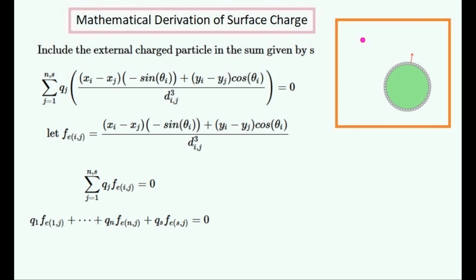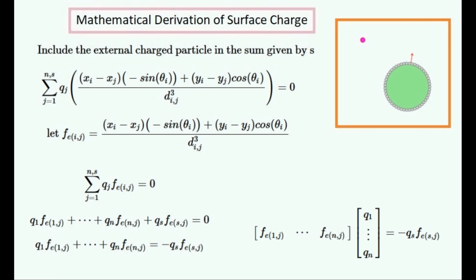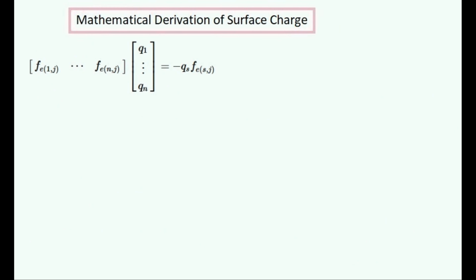And we can write it out like this using dot notation. And we can bring the external charge part of the expression over to the other side of the equation, because its charge is already known. And we can rewrite this in matrix notation like this, because we're going to find all the values of Q using a matrix. So we'll just rewrite this expression at the top to keep things neat and tidy.